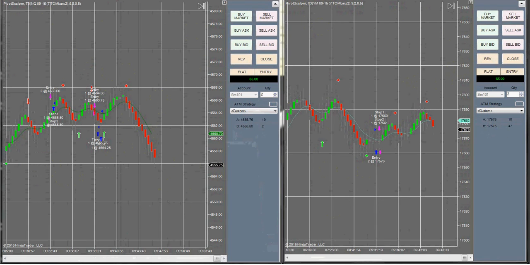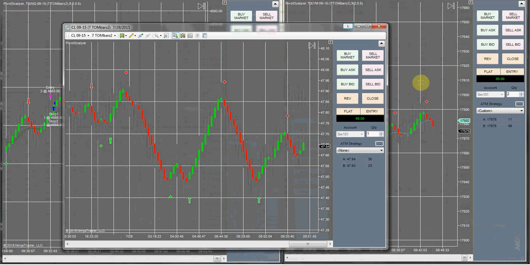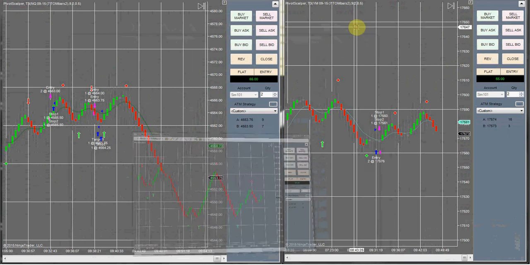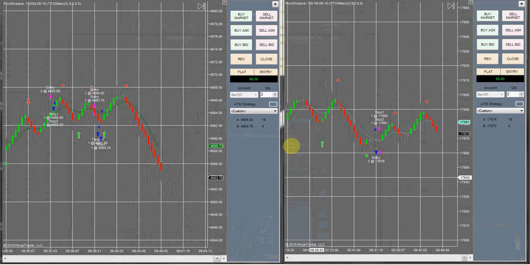I also have a CL chart. I'm going to look at trading a little bit after the news release comes out today. And like I said, this is just so I can give you an idea of how the system works, since I wasn't able to when it first came out. This is also set up on the 7 time bars. Alright, let me go ahead and pause it, and I'll be back with you once we get our first signal.